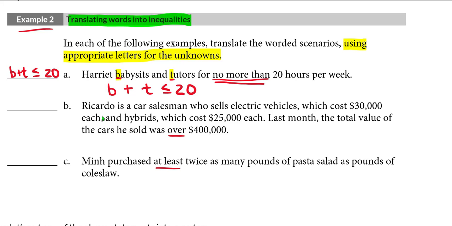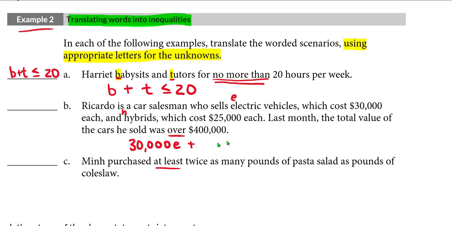In example 2B, we have Ricardo. He is a car salesman. He sells electric vehicles, which cost $30,000 each, hybrids, which cost $25,000 each, and last month the total value of the cars he sold was over $400,000. So I'm going to use an E for electric vehicles. I'm going to use an H for hybrids, and that's the number of electric vehicles and the number of hybrids. So the value of the electric vehicles he sold will be that $30,000 times the number of electric vehicles. So 30,000 E will be the value of the electric vehicles.